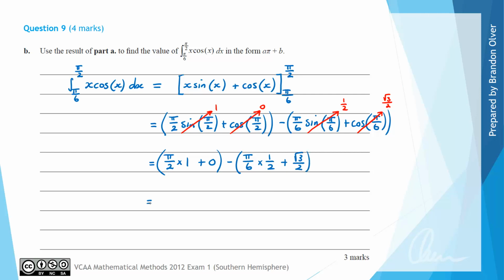Now we need to put that in the form a pi plus b. We have pi on 2 in the first bracket, which I'm going to write as 6 pi on 12, so I have a common denominator with what's in the second bracket, because we have minus pi on 12 coming out of there, and we also have minus root 3 on 2. So we almost have the form we want: 6 pi on 12 take pi on 12 is 5 pi on 12, and then we subtract root 3 on 2, which is that b term. So that is the answer to part B of this question.